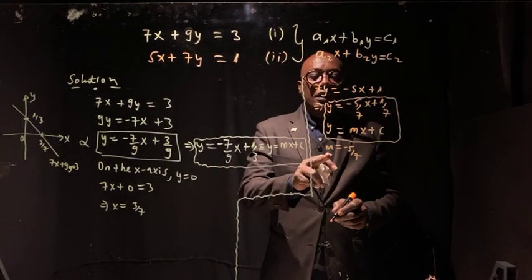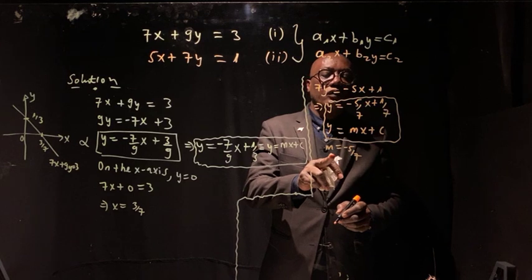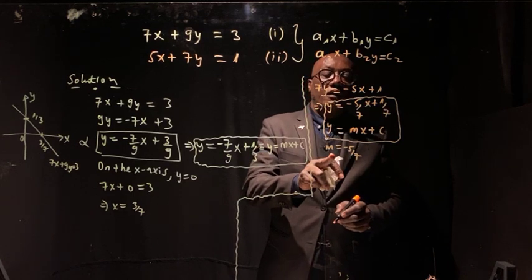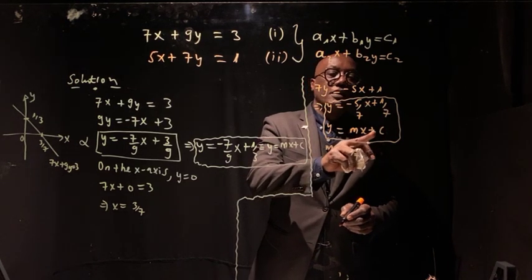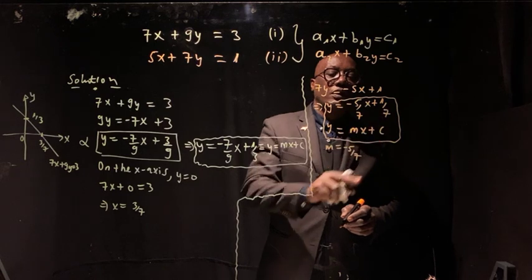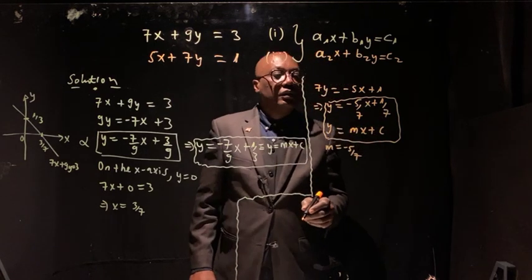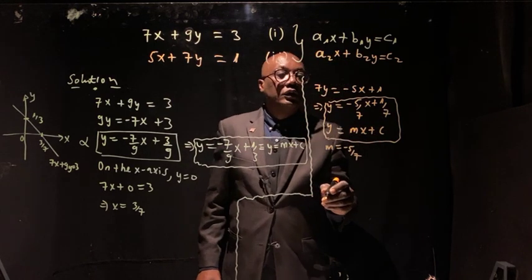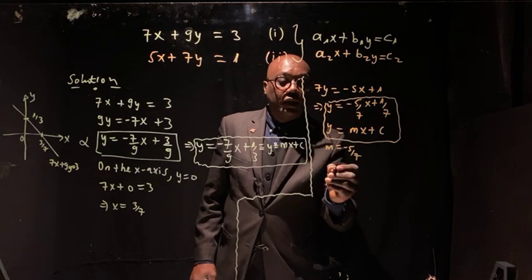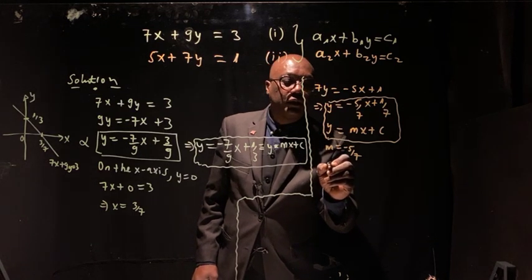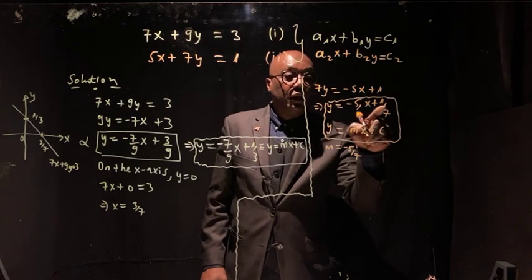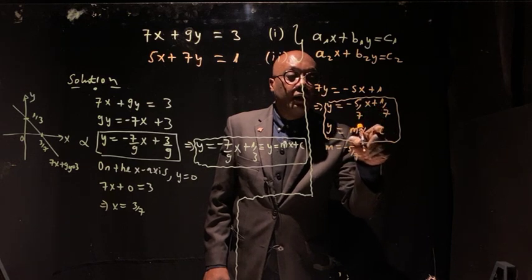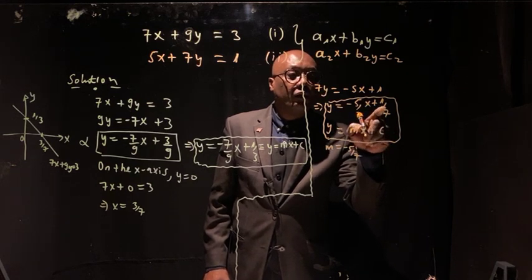Comparing both equations, you can see that the gradient m is equal to minus 5 over 7, which indicates that it is also a negative gradient. And the y-axis intercept is also 1 over 7. So the line will cross the y-axis at 1 over 7.